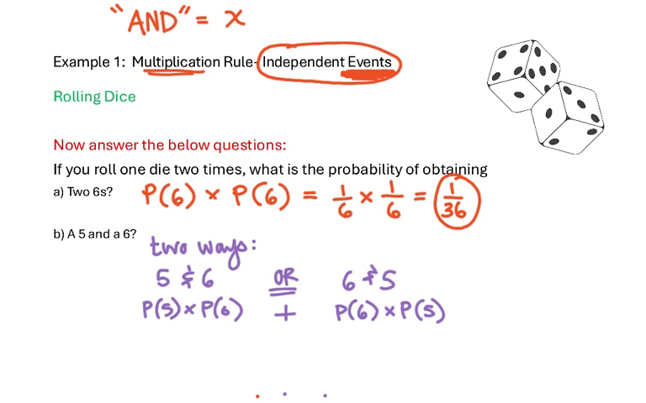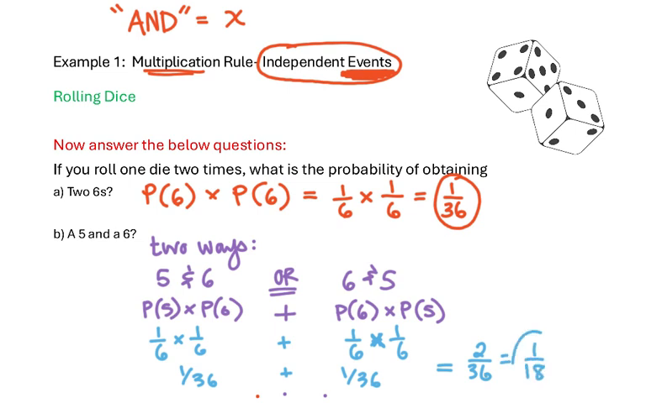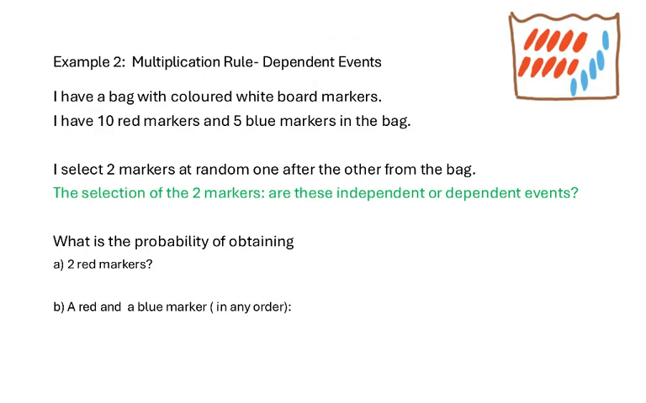So let's stick those probabilities in. This is just 1 out of 6 times 1 out of 6 plus, this is also 1 out of 6 times 1 out of 6. So it's 1 out of 36 plus another 1 out of 36 becomes 2 out of 36, which is 1 out of 18. Okay, the next example gets a little bit more complicated.